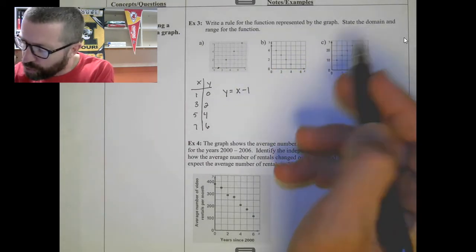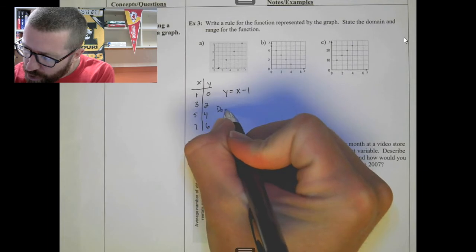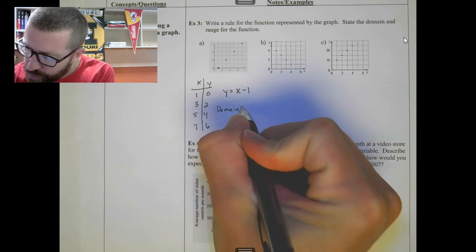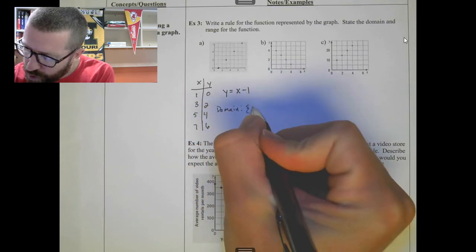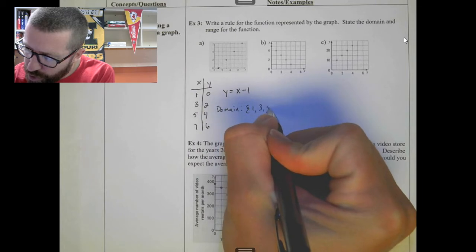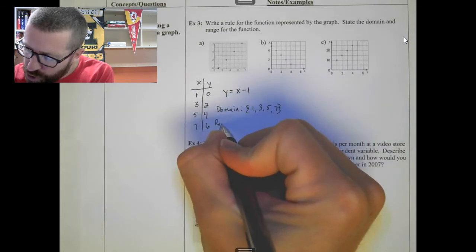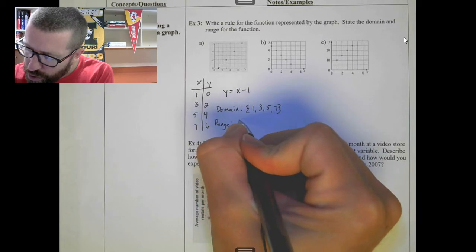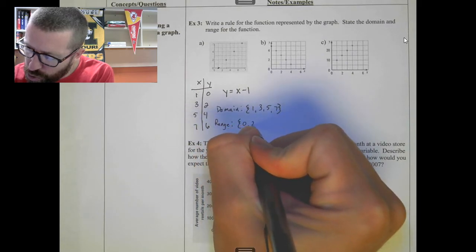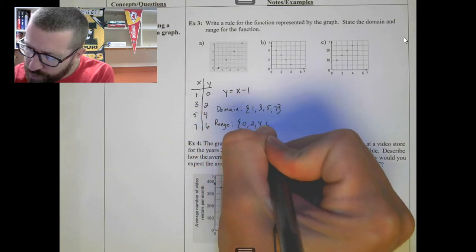Oh, we got to state the domain and range. So domain is 1, 3, 5, and 7. And then the range is 0, 2, 4, and 6.